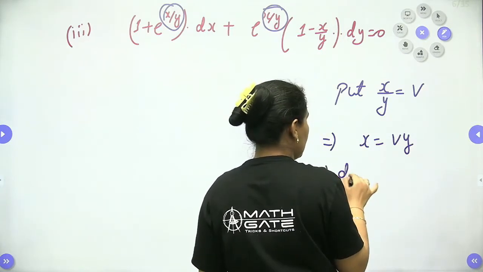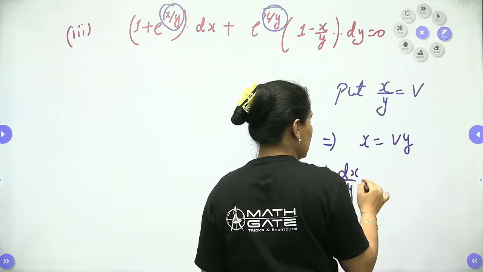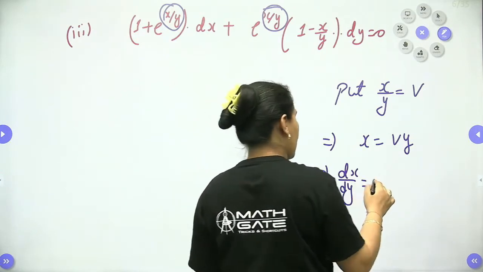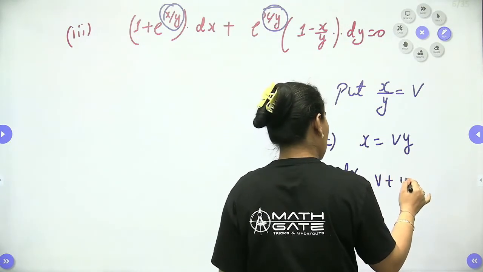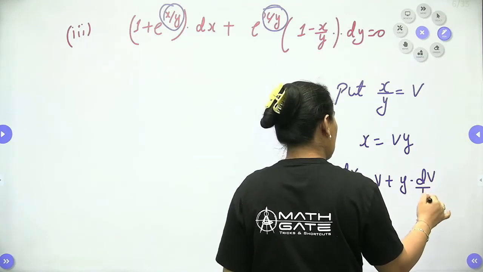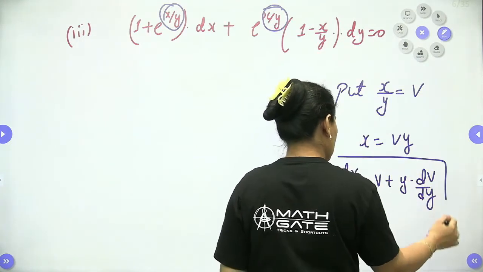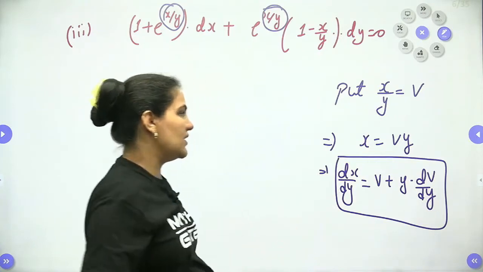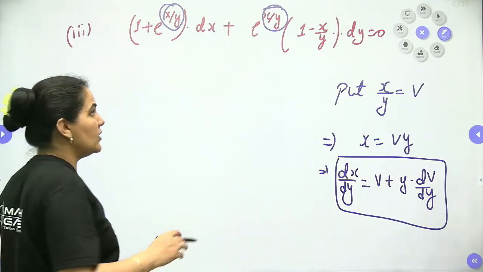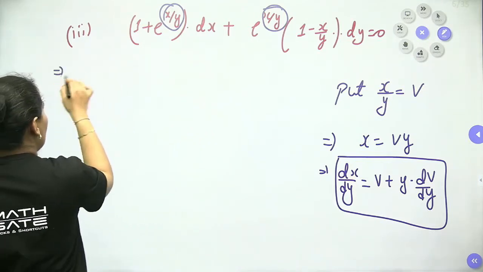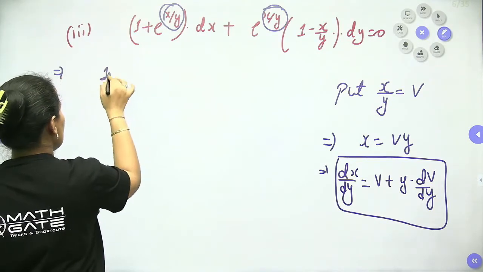When we differentiate it, it will be dx by dy. Yes, so dx by dy will be v plus y dv by dy only. Yes, exactly. So we have to put these things. So let's approach the question. First of all, if you want, you can make this question simpler. Just arrange the equations in a simpler manner.